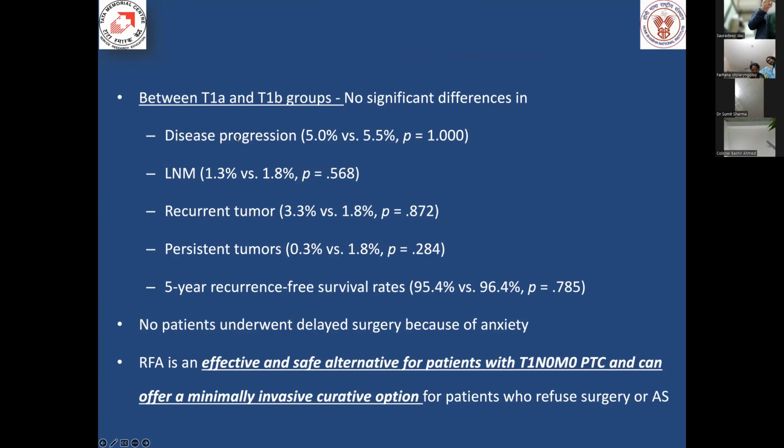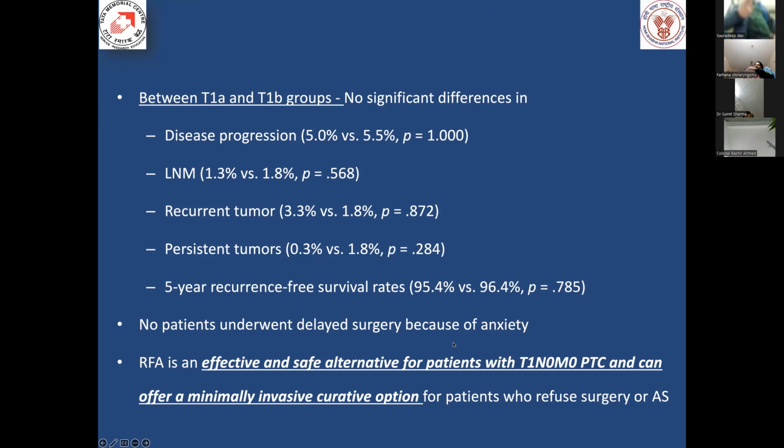And when the T1A and T1B groups were compared, there was no significant difference in terms of the outcome. Disease progression was again almost 5%. Lymph node metastasis also 1.3 and 1.8. And recurrent tumor or persistence of tumor, none of them had any difference when it came to the T1A or T1B group. And 5-year recurrence-free survival was 95% and 96% for T1A and T1B. So good survival rate. And none of the patients in their series had to undergo surgery because of anxiety.